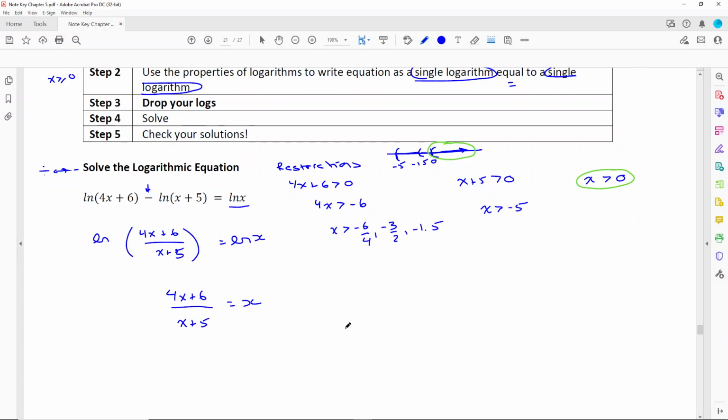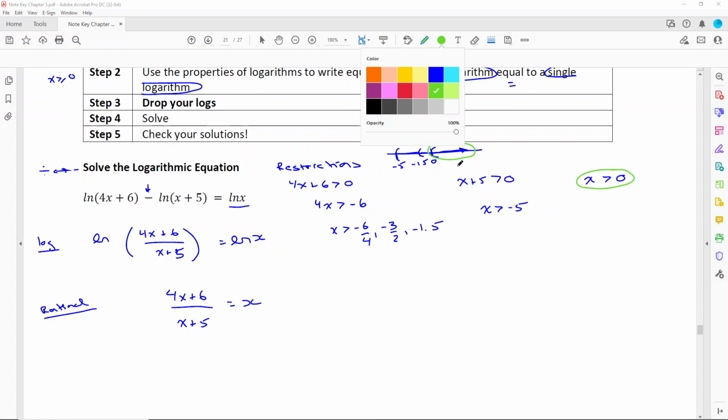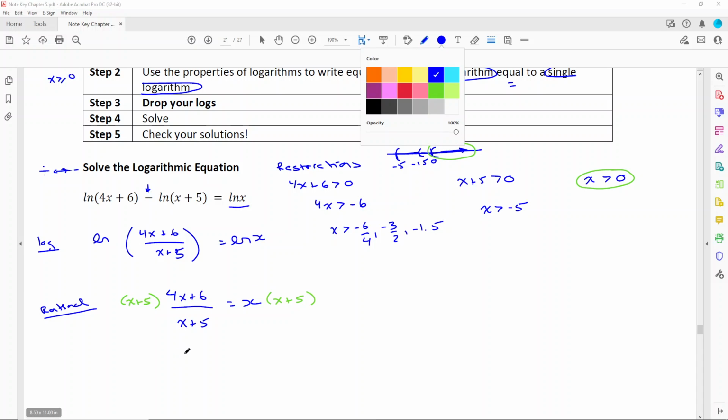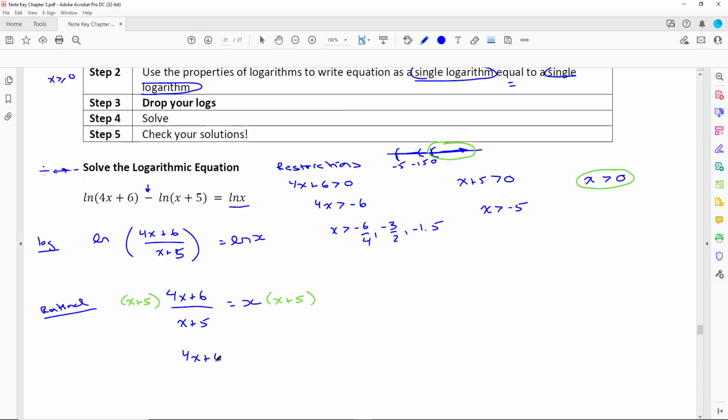What type of equation is this? Well, I've gone from a logarithmic equation to a rational equation. So I got to dig back in the recesses of my brain. How do I solve a rational equation? Well, I get rid of the fractions. I multiply both sides by the lowest common denominator, x plus 5, and I simplify. I'd be left with 4x plus 6 equals x times x plus 5. Now if I multiply this through, I get 4x plus 6 is equal to x squared plus 5x.